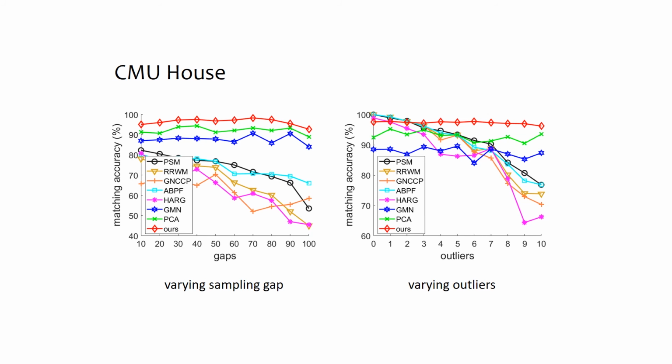In this figure, it's observed that the deep learning methods GMNPCA and ours are relatively robust against deformation and outliers by learning a more robust affinity function. In particular, our method outperforms all baseline methods in general and achieves about 95% matching accuracy under all tested scenarios.